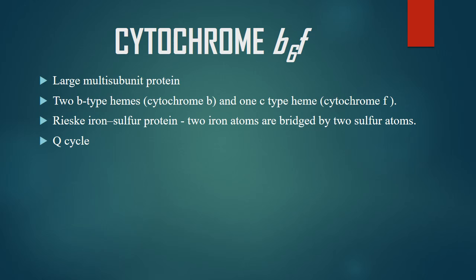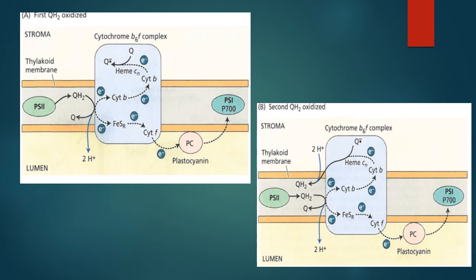In the Q cycle, the plastohydroquinone is oxidized and one of the 2 electrons is passed along a linear transport chain toward photosystem I, while the other electron goes through a cyclic process that increases the number of protons pumped across the membrane. In the next slide, we are going to look into detail how the Q cycle works and what its benefits are. Let us discuss in detail how the Q cycle works.